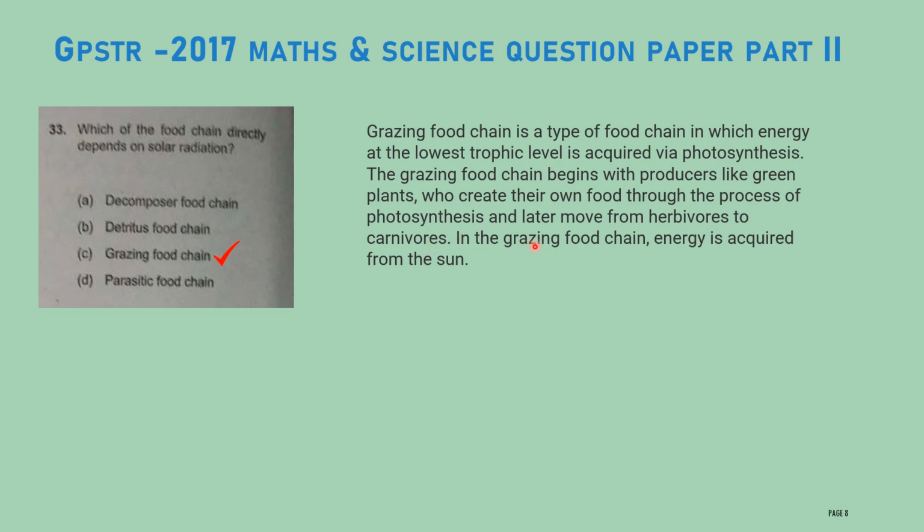In the grazing food chain, energy is acquired from the sun. In this way, the grazing food chain directly depends upon the sun because the primary food level is plants. Plants prepare food during photosynthesis, and in photosynthesis they need sunlight. Therefore, in this case, the sun is the primary source of energy to prepare the food. Therefore, the correct answer for this question is grazing food chain.